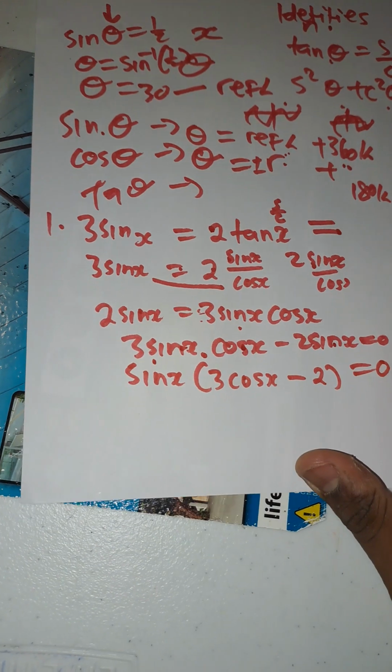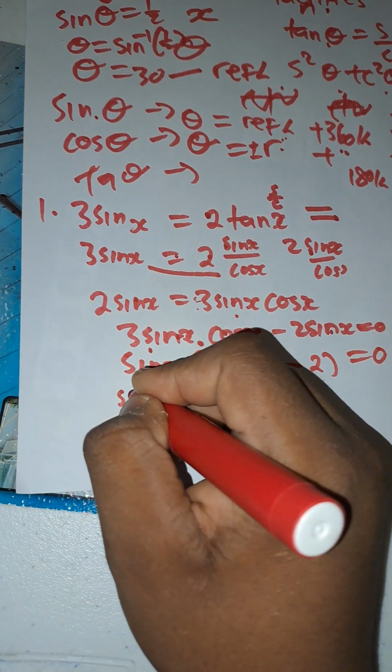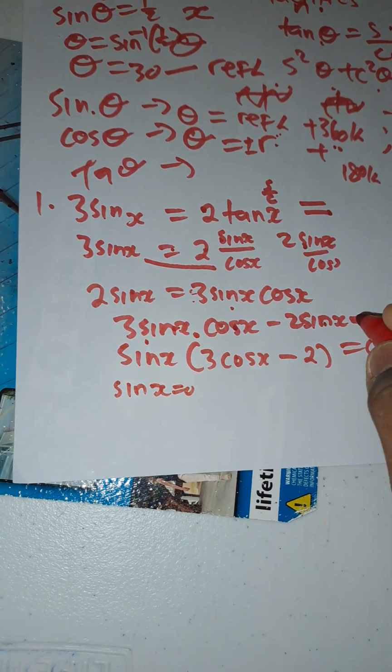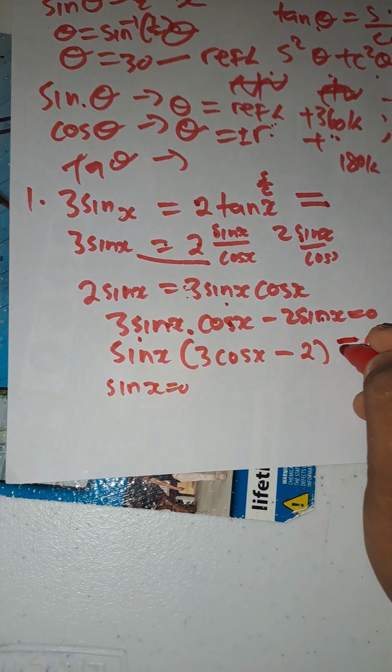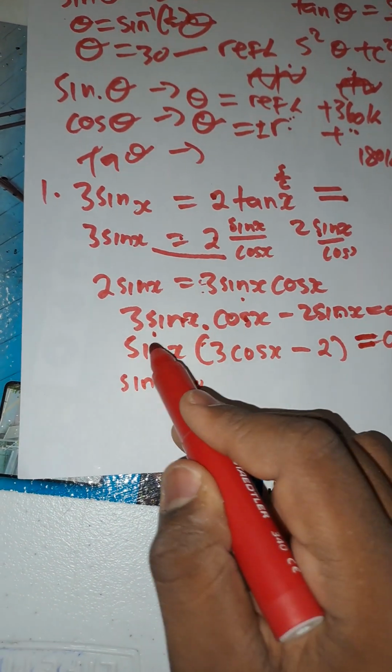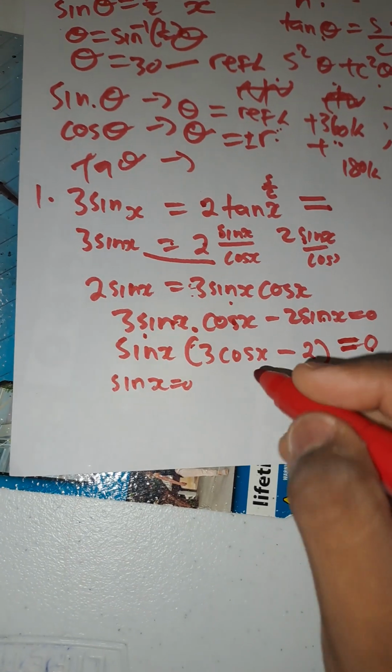Okay, and then you are going to continue. So I know that sine x is equal to 0, because be careful: if your equation has brackets and they are equal to 0, everything is equal to 0.